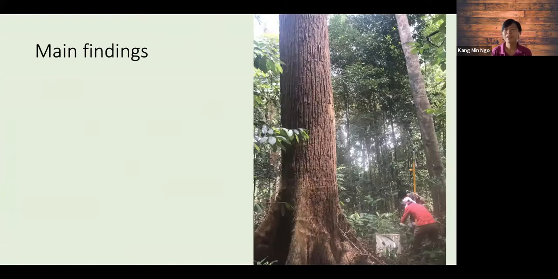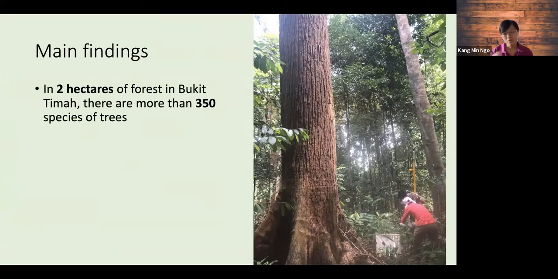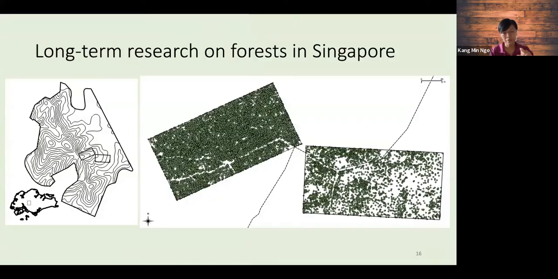Okay, so what did we find from our research? In this two hectares, the rectangle on the left, these two rectangles are two hectares each. Two hectares is 200 meters by 100 meters. It's just a pretty small area.